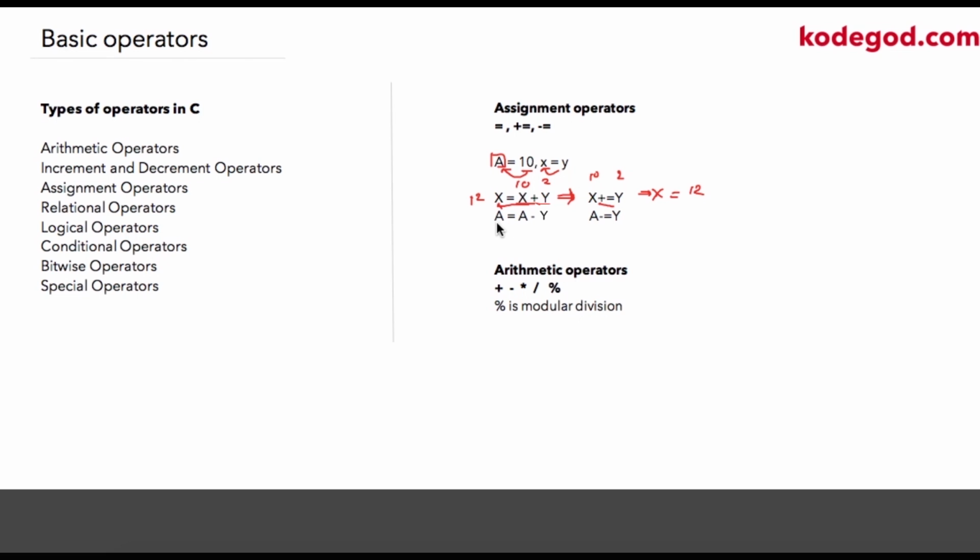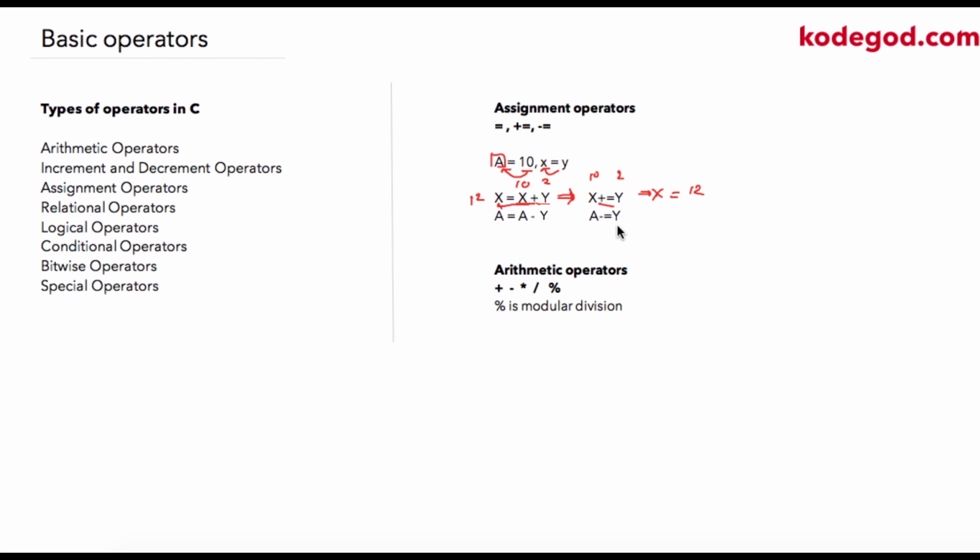Similarly, instead of writing a equal to a minus y, I can write a minus equal to y. In other words, I am decrementing the value of a, which is 10, by the value of y. So 10 minus 2, 8 will become my new value of a. Apart from assignment operators, we also have arithmetic operators. So plus, minus, and instead of multiplication like X, we use the star operator in C as a multiplication operator. Then division, and then modular division as well.